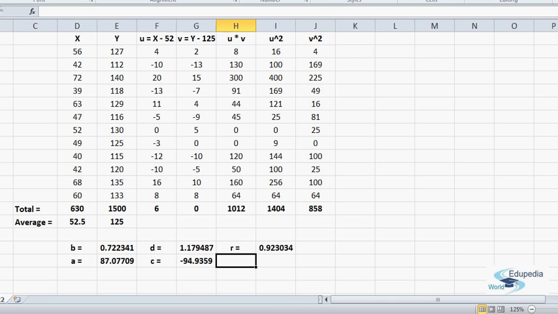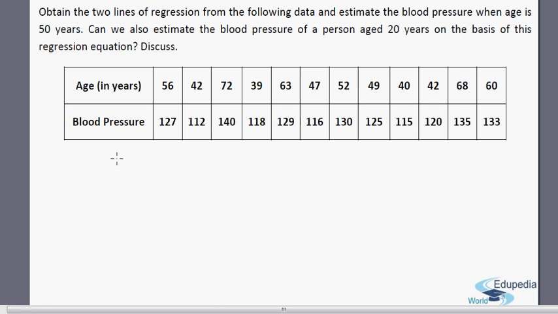Alright, so now let's write the equations here. If you look at the question, let me call the age x and the blood pressure y. The age is given as 50 years, so the value of x is given, and we need to find the value of y. Therefore, for the question I need this equation, y equals a plus bx. Let me pick the values of a and b.